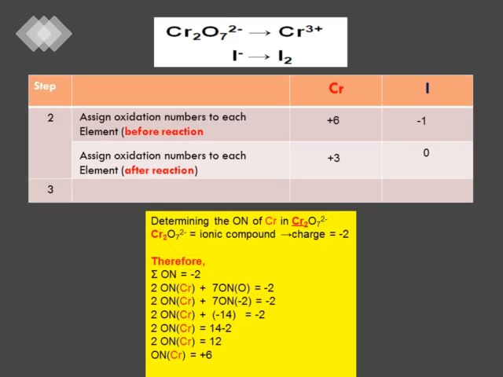We know that the oxidation number for chromium has been reduced from positive 6 to positive 3. Hence, chromium is being reduced in this reaction. On the other hand, the oxidation number for iodine has been increased from negative 1 to 0, indicating that it has been oxidized.